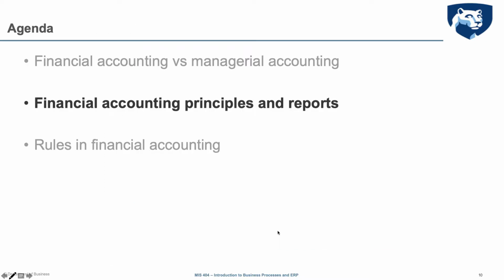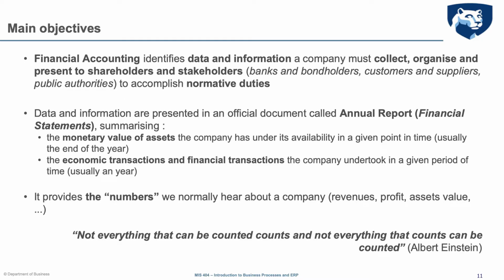Now, reminding this definition and these two processes, let's focus on financial accounting, and in particular, what you have to recall are some principles and which are the main reports generated by financial accounting. So, first of all, what is financial accounting? Financial accounting is that process that, as you can see written here, identifies data and information that the company must collect, organize, and present to shareholders and stakeholders to, let's say, respect normative duties.